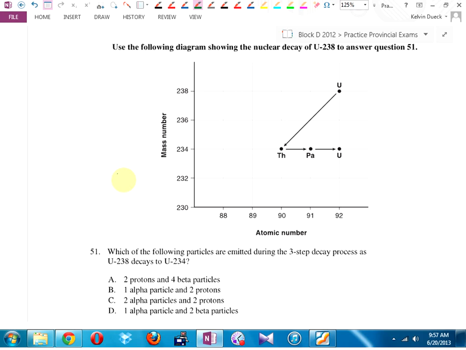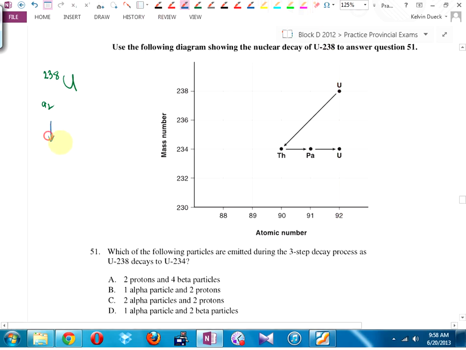Says, which of the following particles are emitted during the three-step decay process? And the key is, look at both the mass number and the atomic number. So in the first one, we're starting out with uranium with a mass of 238, an atomic number of 92. So we're starting out here.